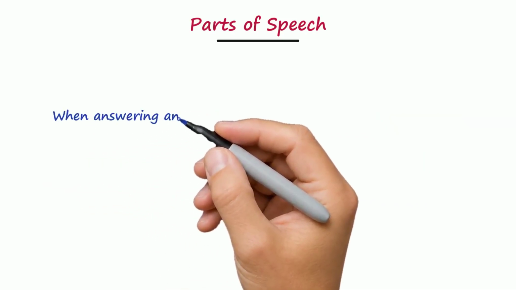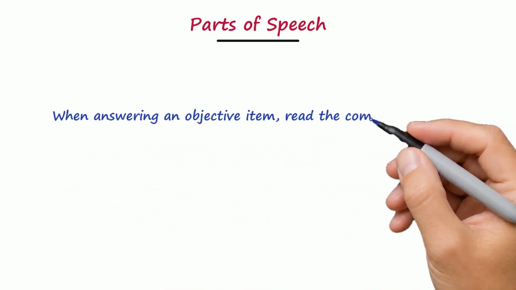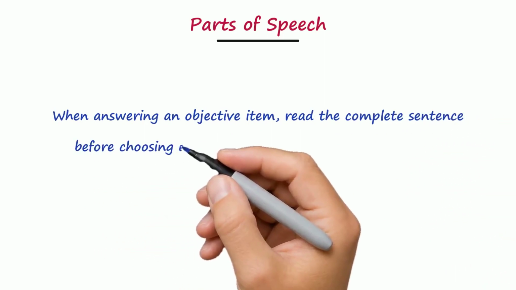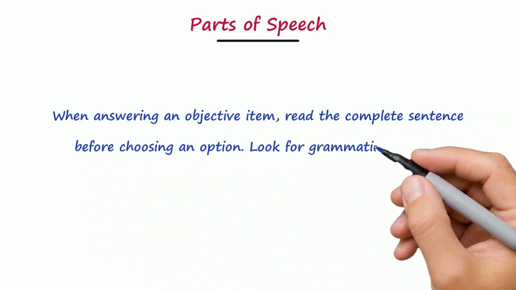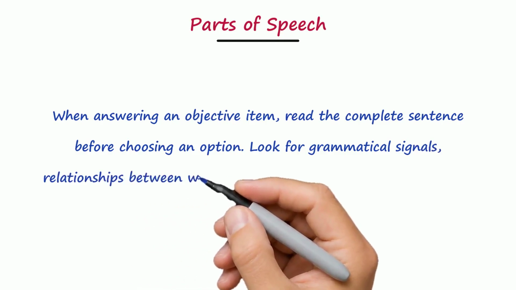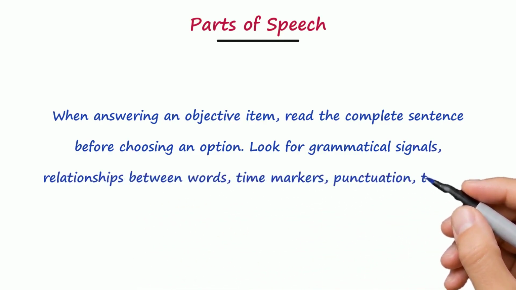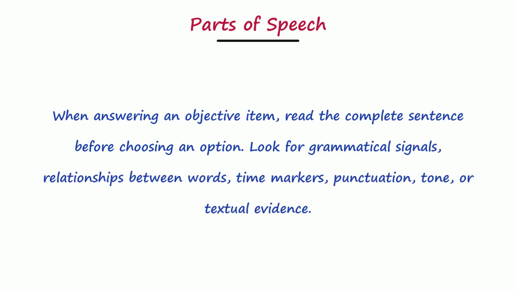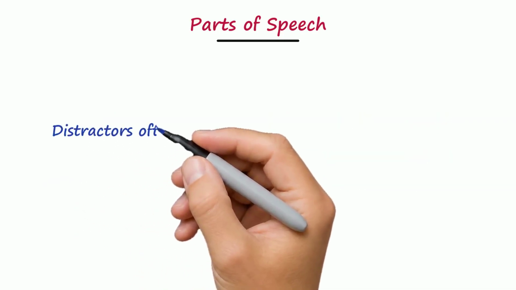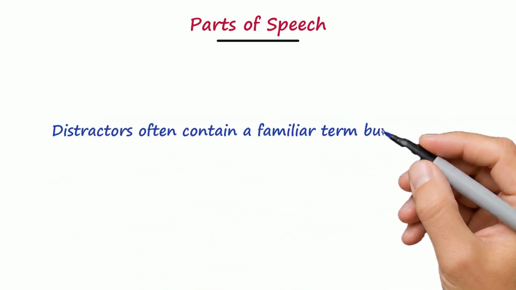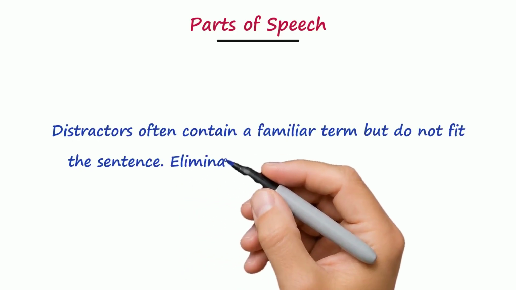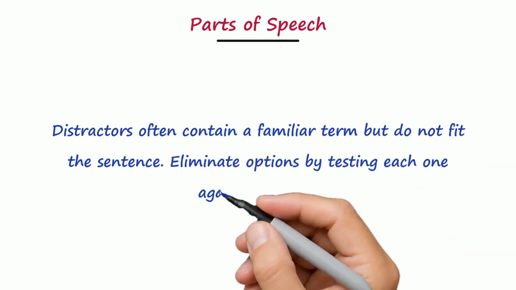When answering an objective item, read the complete sentence before choosing an option. Look for grammatical signals, relationships between words, time markers, punctuation, tone, or textual evidence. Distractors often contain a familiar term but do not fit the sentence. Eliminate options by testing each one against the rule.